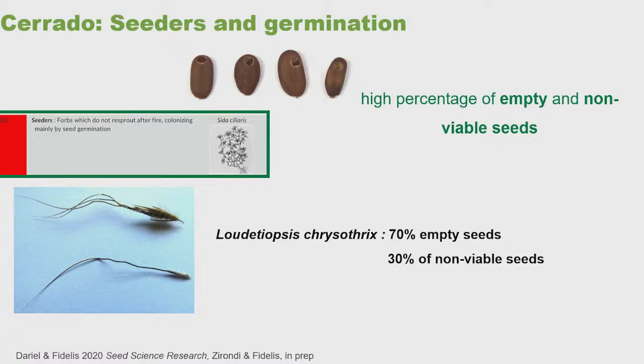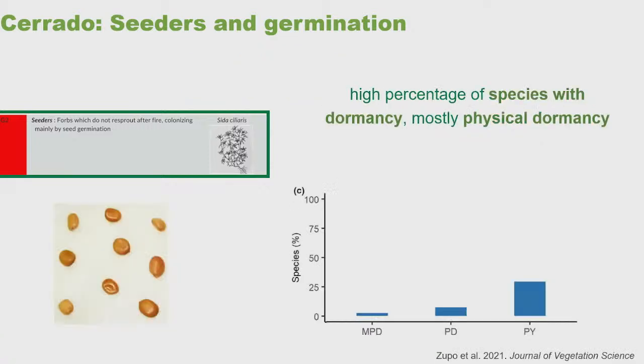Ants also take the seeds, birds, and other insects. And also we have very low quality of seeds in the Cerrado, so a lot of them have a high percentage of empty seeds or non-viable seeds. And also we have a lot of dormancy in the system, so savannas are known for having high dormancy. In our sites we have a lot of physical dormancy and physiological dormancy in the seeds.